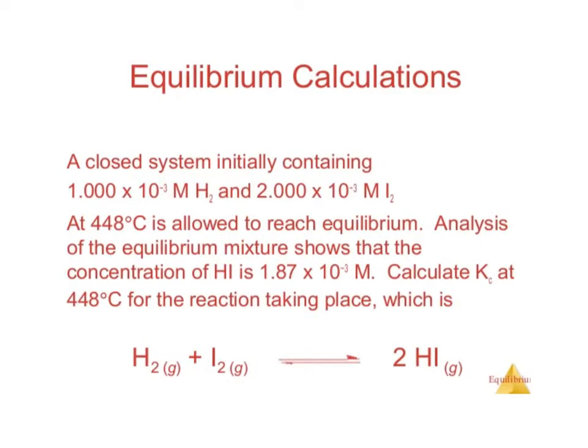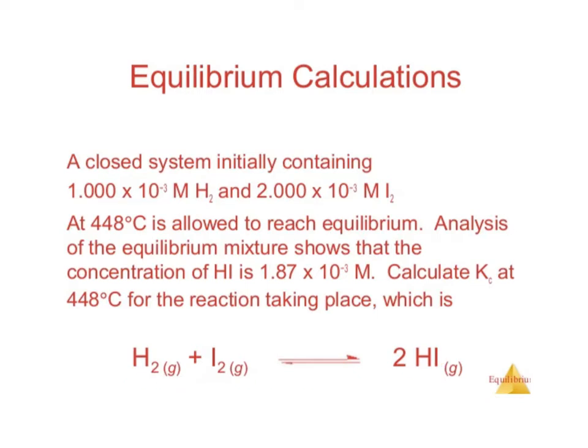Here we have a sample problem. This is on your paper. We have a closed system that initially contains 1 times 10 to the minus third molar hydrogen gas and 2 times 10 to the minus third molar iodine gas. It's at 448 degrees Celsius. It's allowed to reach equilibrium. So it starts out initially containing this amount, and then they are going to react according to this reaction, and equilibrium is reached.